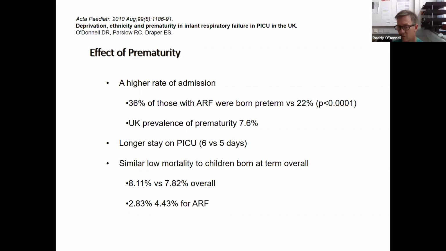And they have an overall longer stay on PICU, but the overall mortality is actually very similar. So they actually survive bronchiolitis, and we couldn't detect, with the power of this study, any statistical difference in terms of their survival. So I think a lot of people are fairly bleak about kids who've been born preterm with bronchiolitis, but I think we should be fairly optimistic actually.